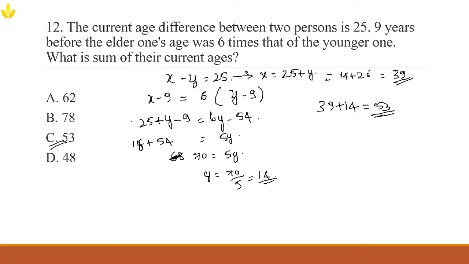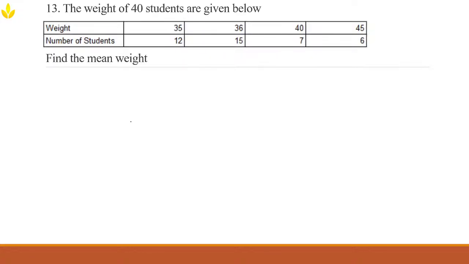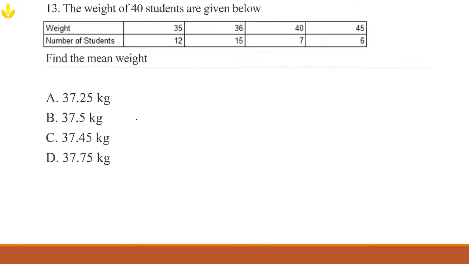Okay, so next question. The weights of 40 students are given below. So weights are given, number of students are given. The average weight of 12 students is 35, and 15 students is 36, and 7 students is 40, and 6 students it is 45.